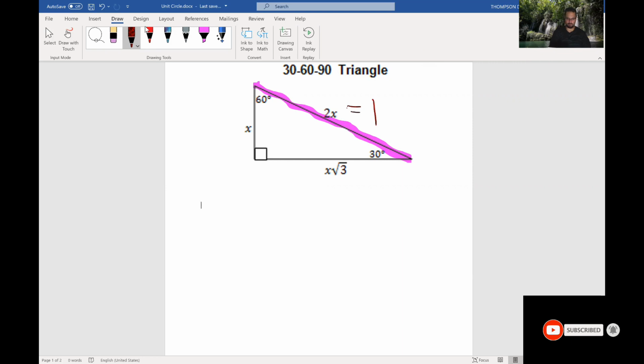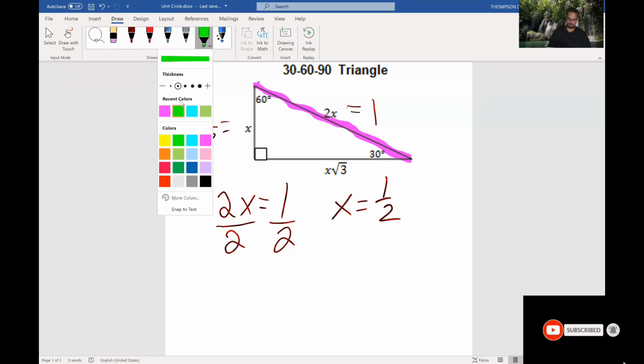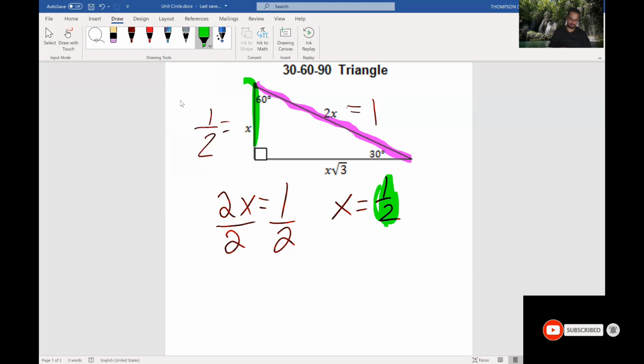So that means 2x equals 1. Let's first solve for x. Let's divide everything by 2. That means x equals 1/2. So now if we plug in 1/2 for x, this side will be 1/2 because that's our x. Plugging in x, 1/2 for the bottom section, the side touching the 30. Let's highlight this, this is our 1/2. So that's the side.